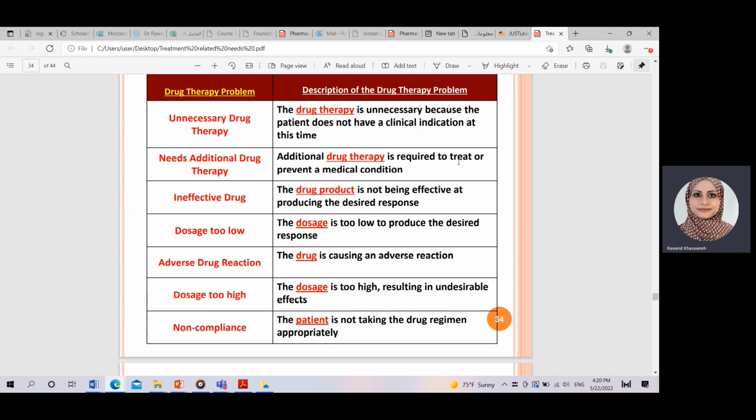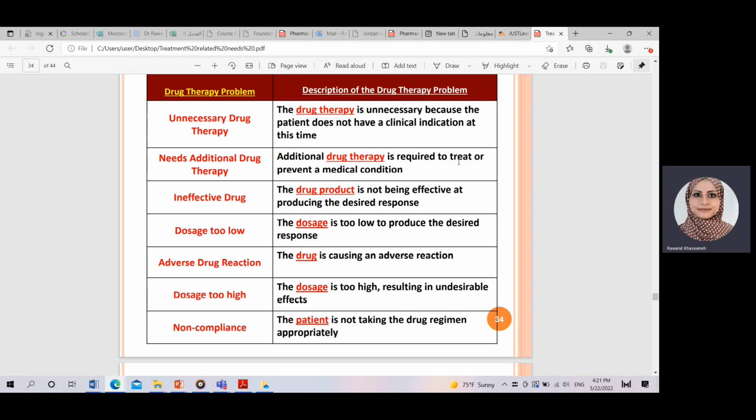For example, aspirin for heart attack or stroke. For example, calcium for the osteoporosis patient. The patient needs calcium, the patient needs aspirin, as he's not using aspirin or calcium, but this problem can be listed under this category.